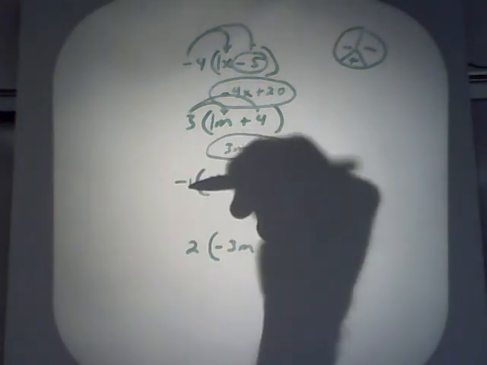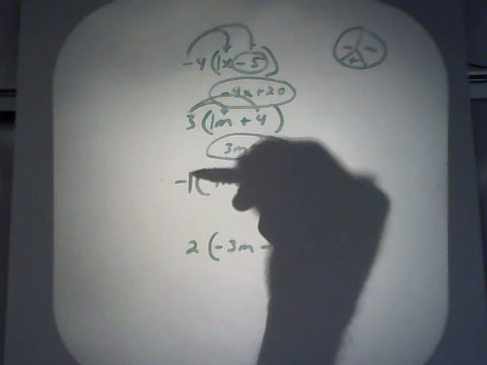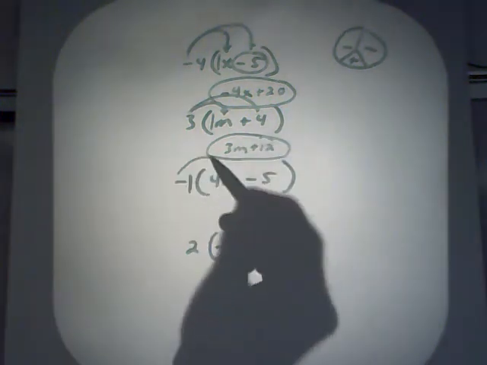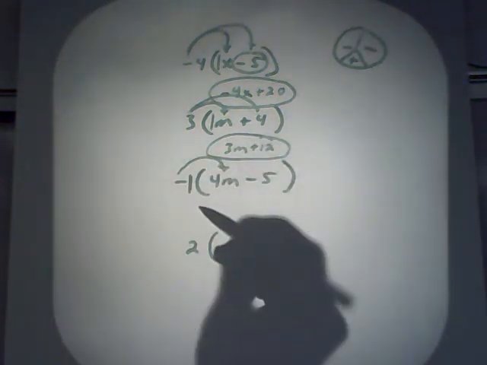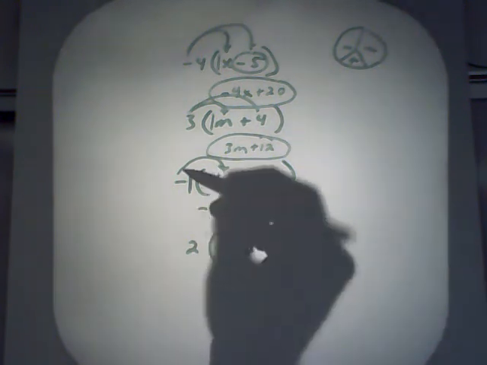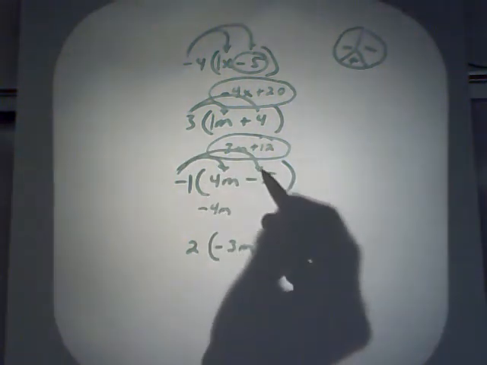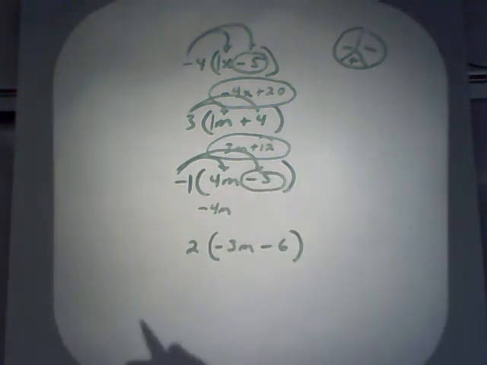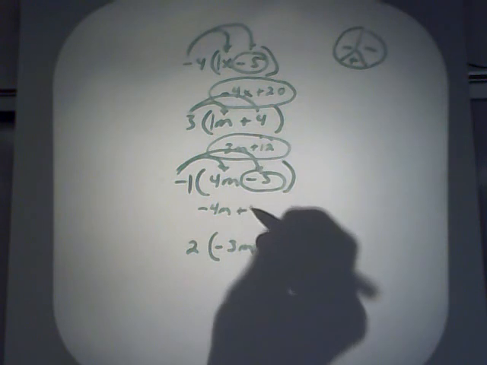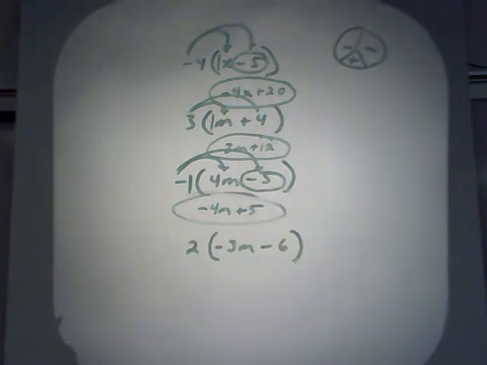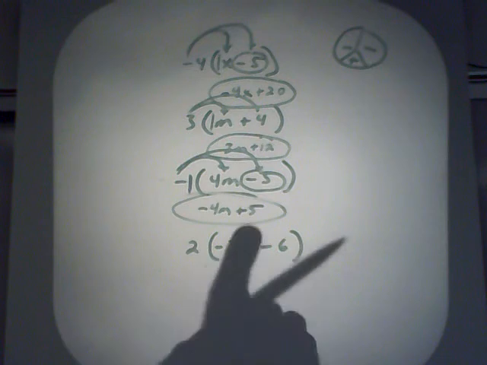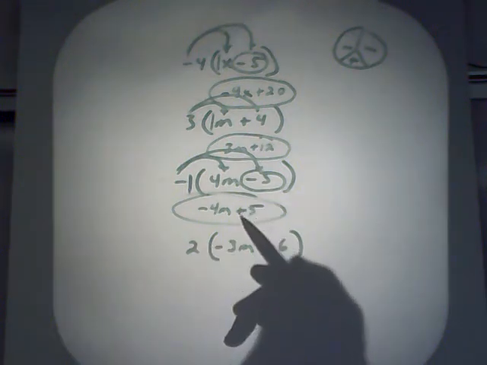Oh, floater. No one likes floaters. -1 times 4m gives me what? -4m. -1m times a -5. What's a negative times a negative? +5. Did you get -4m plus 5? Okay, remember, watch those negatives.